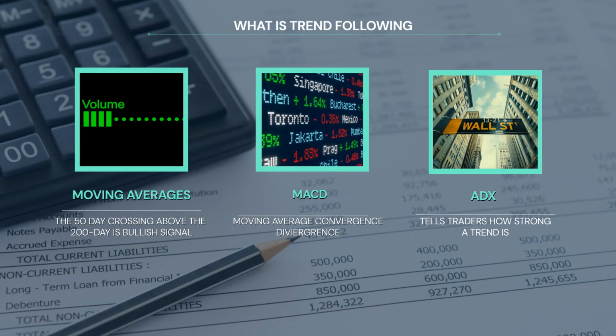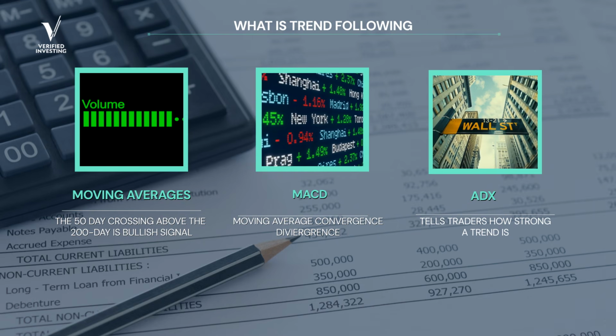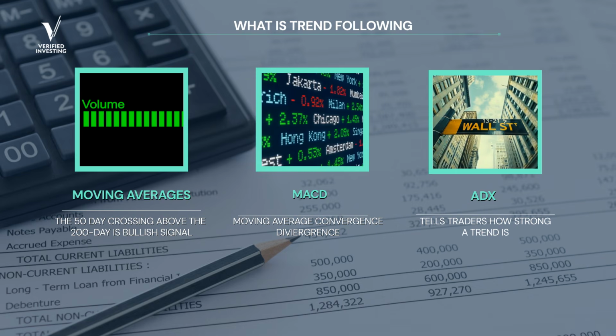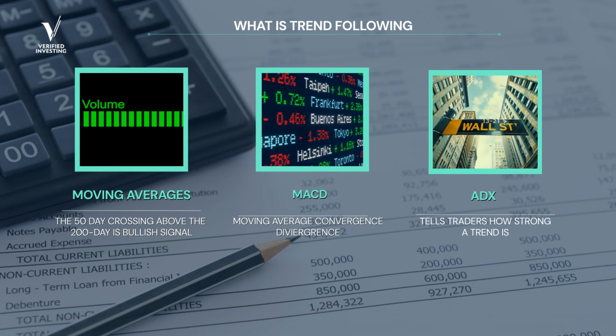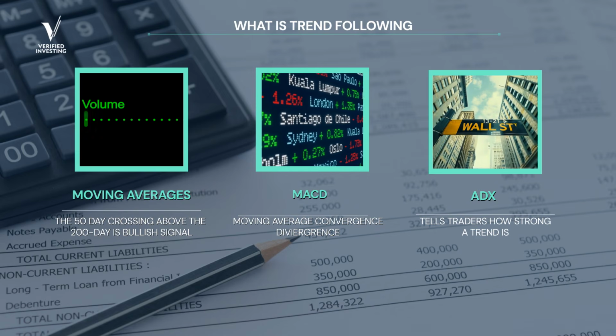Trend following is the opposite. It assumes that once a trend starts, it's more likely to continue than reverse. Traders using this strategy focus on riding momentum rather than betting on reversals. Think of it like surfing a wave. Once the trend builds momentum, traders jump in and ride it as far as possible.